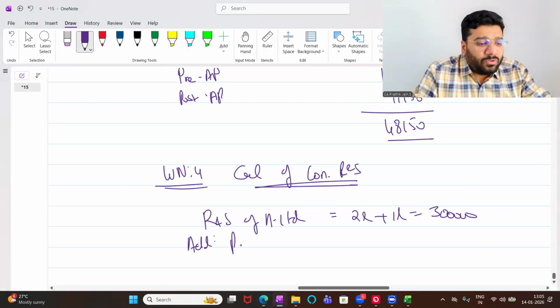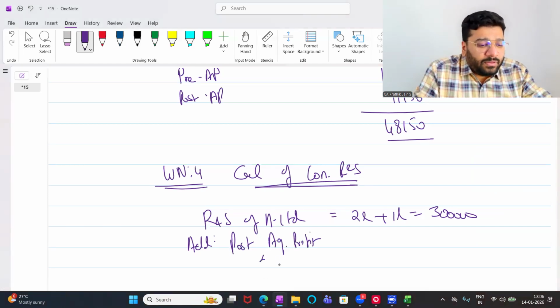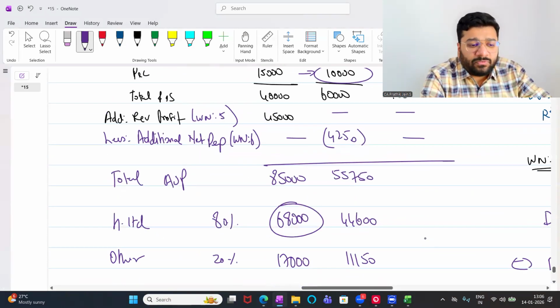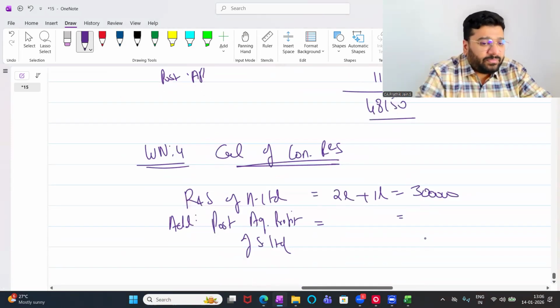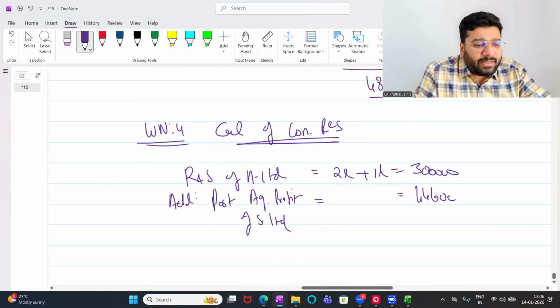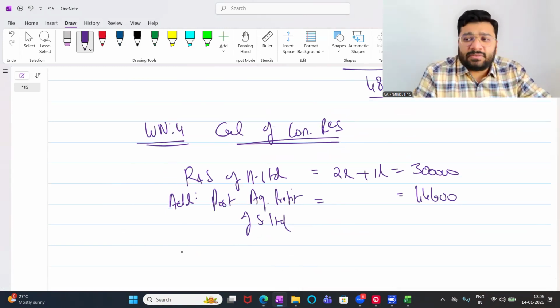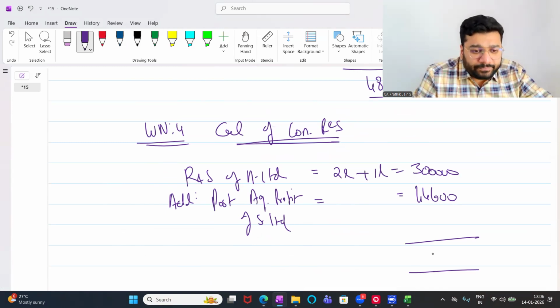Add post-acquisition profit of S Limited. How much is post? 44,600. Very good. If there is any capital reserve, add it. If not, leave it. Anything else? That's all. Now total: 3,44,600.